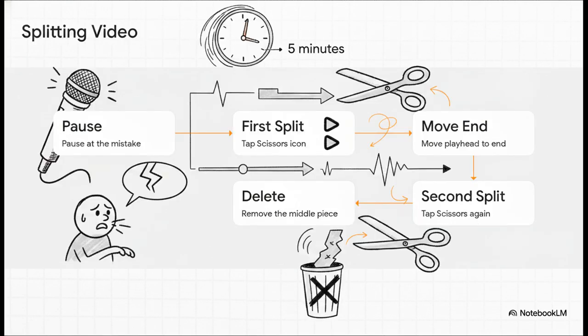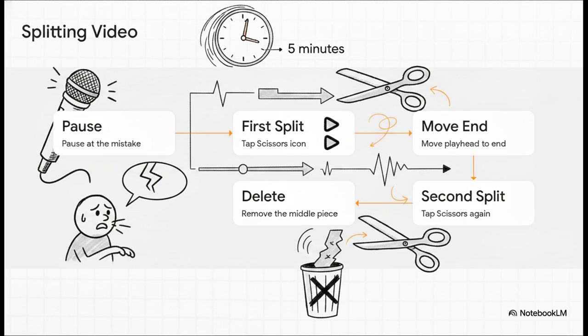Now, what if you're right in the middle of a long lecture and you cough, or you totally lose your place in your notes? Don't stop recording. Just take a breath and pause. Later, in the editor, you use the split function. It's your ultimate safety net. Just move to where the mistake started, tap the little scissors icon to cut, move to the end of the mistake, tap the scissors again, highlight that bad middle piece, tap the trash can, and the app automatically stitches the good parts right back together like it never even happened.